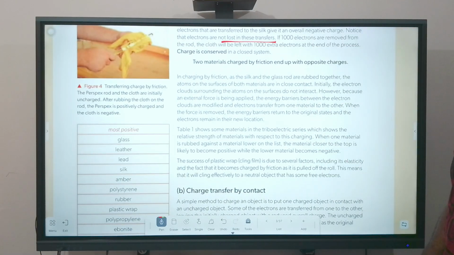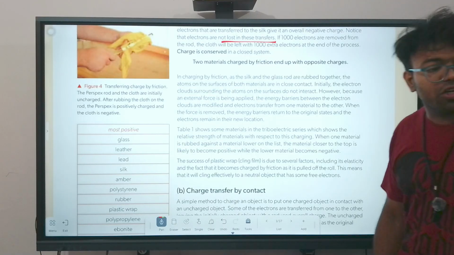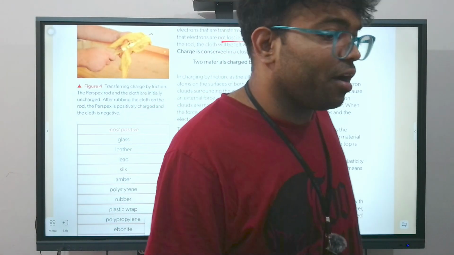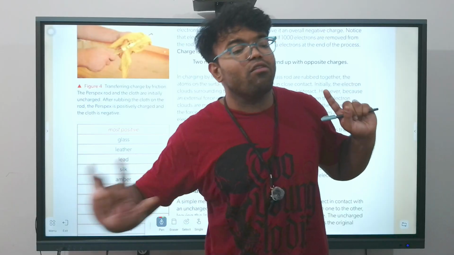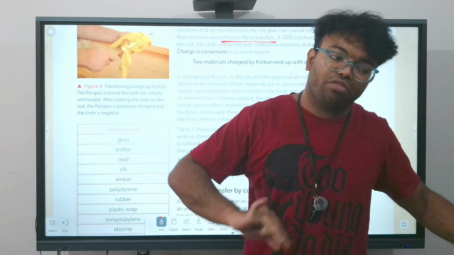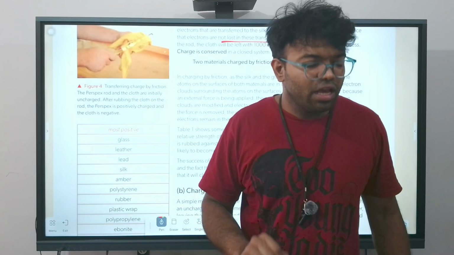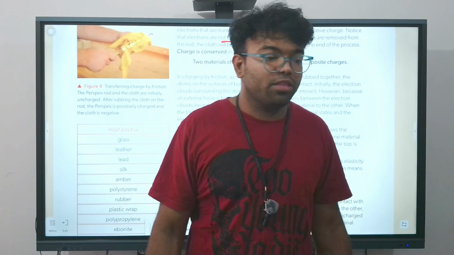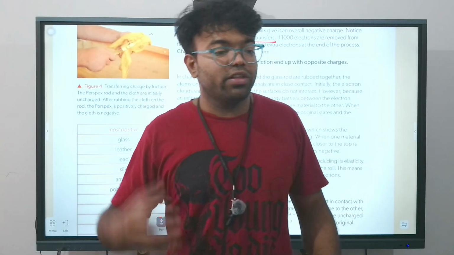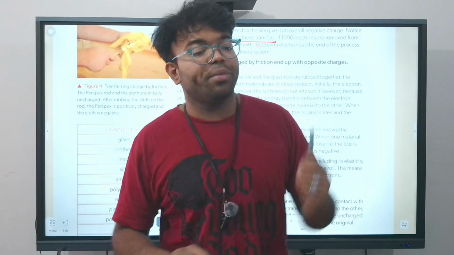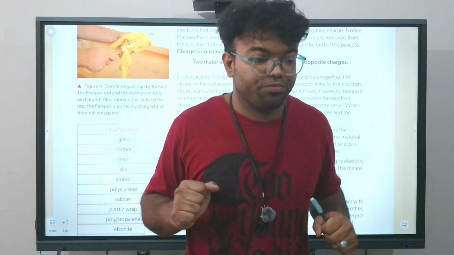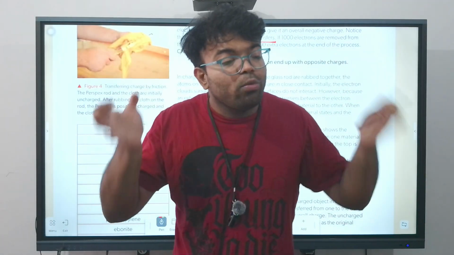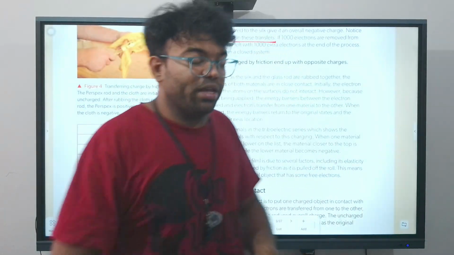Two materials charged by friction end up with opposite charges. So if you are using friction to create a charge, then both the objects will have opposite polarities. One will become positive, the other will become negative. Understood? If you rub a glass rod with a silk cloth, the glass rod becomes positive and the silk cloth becomes negative. If you rub a plastic rod with a wool cloth, what happens? The plastic rod becomes negative, the wool cloth becomes positive. So you will always have two different charges produced when friction is taking place. Understood?